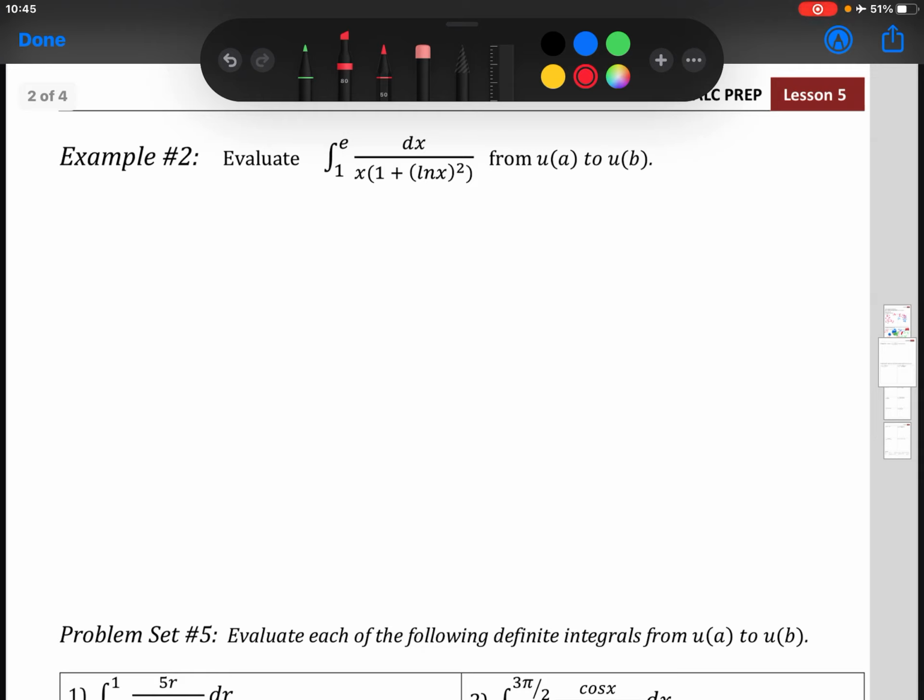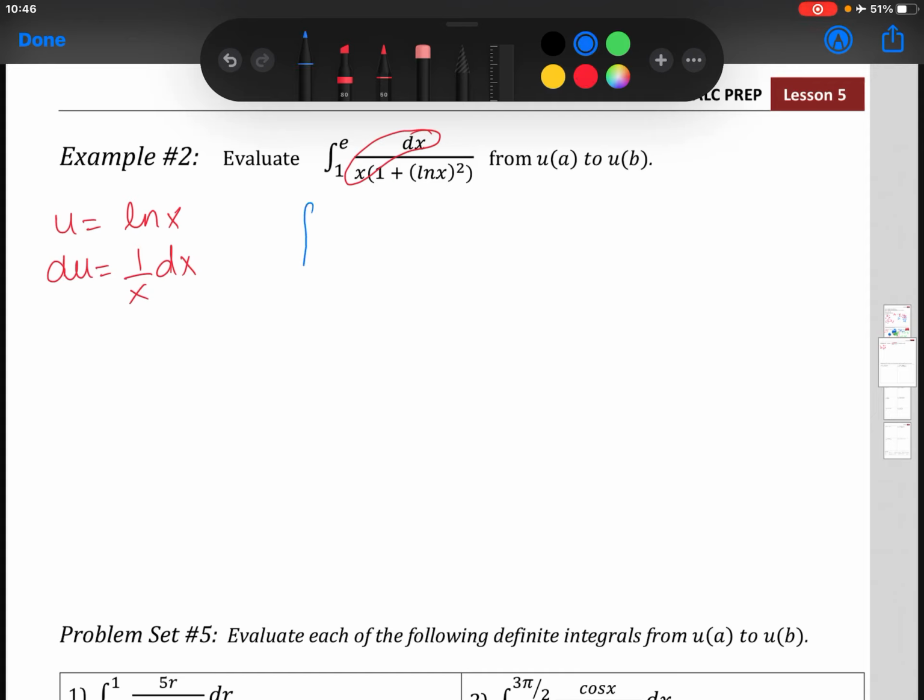Okay, so let's try example 2. So here again, as per the guidelines, you pick something that's inside the parentheses. So inside the parentheses, I have u equals ln of x. So my du is going to be 1 over x dx, which kind of helps me there because I do have that x in the denominator, right? So I have 1 over x dx and I get that replaced.